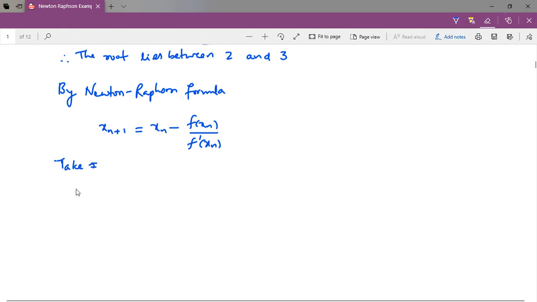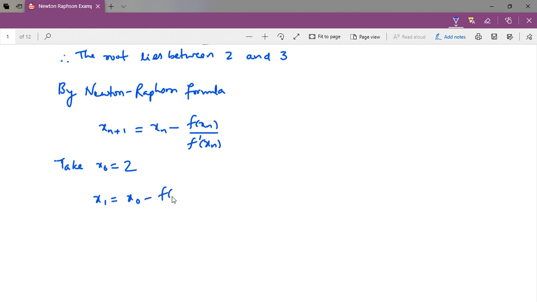See, the choice of x naught should always be done wisely, because as you have seen, the root is very close to 2. If you start from 3, you may require more iterations. So take x naught as 2. The root is very close to 2, therefore start with 2. So x1. When you put n equal to 0, x1 is equal to x naught minus f of x naught divided by f dash of x naught.